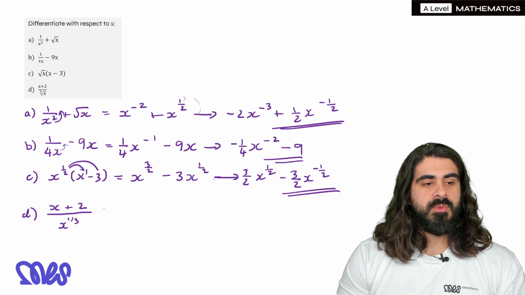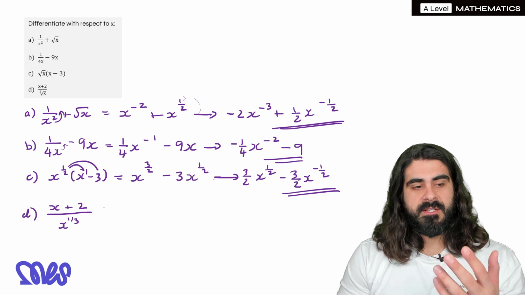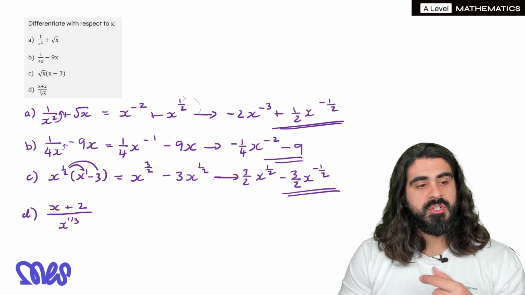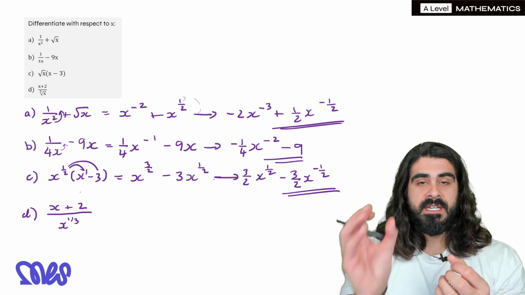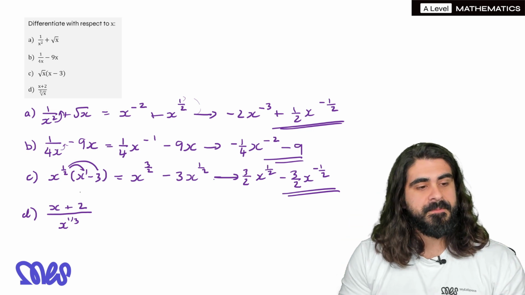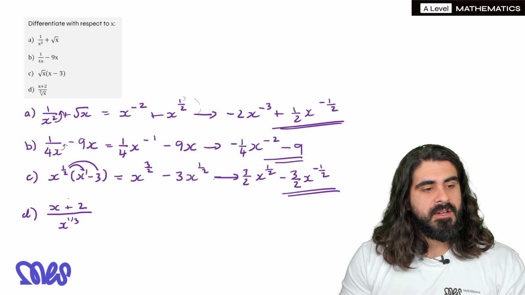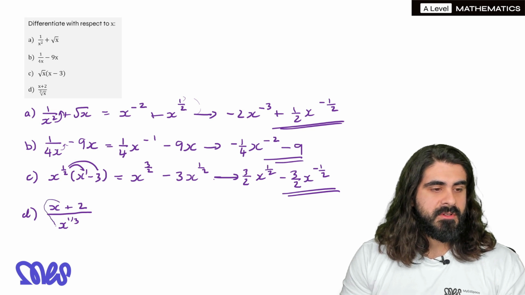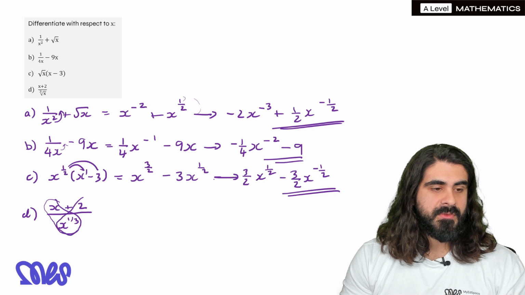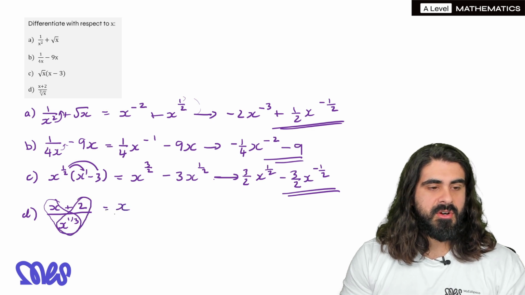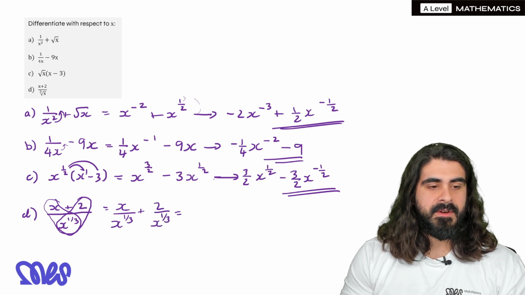Now, during the last lesson when we did the limit of f of x plus h minus f of x all over h, we split the fraction because we wanted individual terms to differentiate. Same thing here. We need to split the fraction. So we're going to write it. You can do this in stages as well. You can say it's x over x to the power of a third plus 2 over x to the power of a third, and simplify.